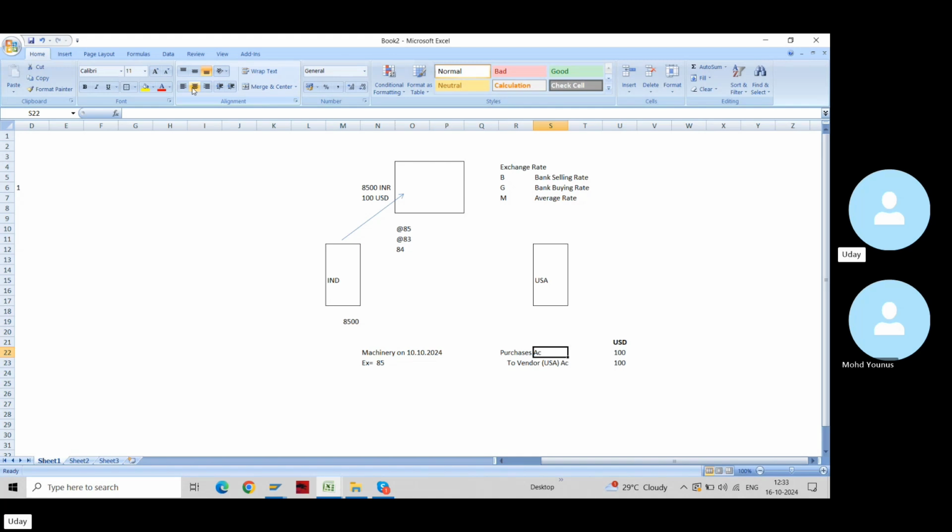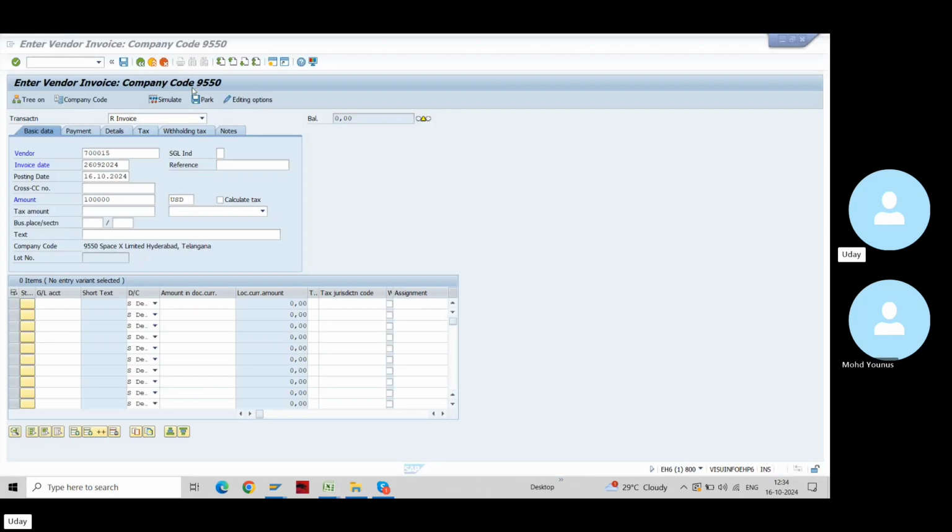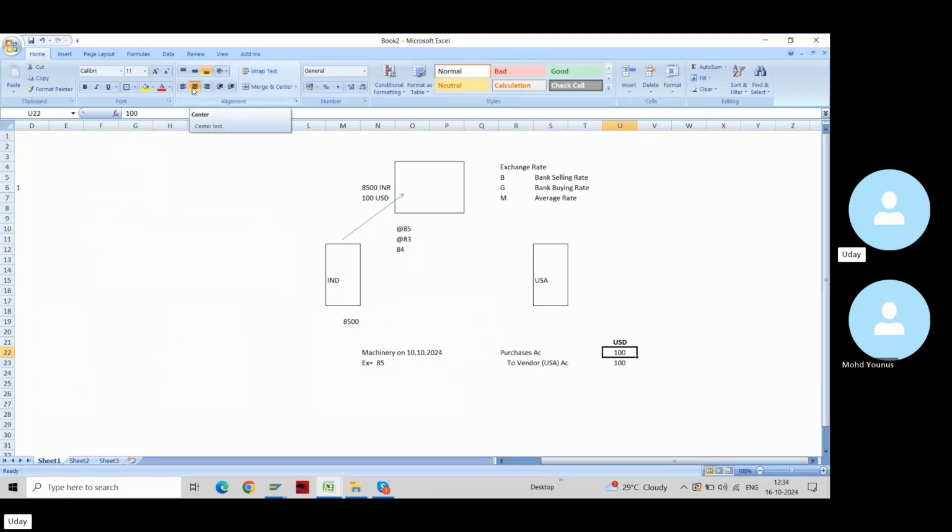Whenever I'm making an entry in my books, I'm giving USD as currency in FB60, as discussed. But whenever I want to prepare my financials, to report my P&L or balance sheet, everything will be in INR only. I can't sum up this US amount with the INR amounts and make the balance sheet or P&L. So to make my financials, at least I have to convert this USD into local currency, my company code currency. Let's assume, as I said, I will be giving INR.